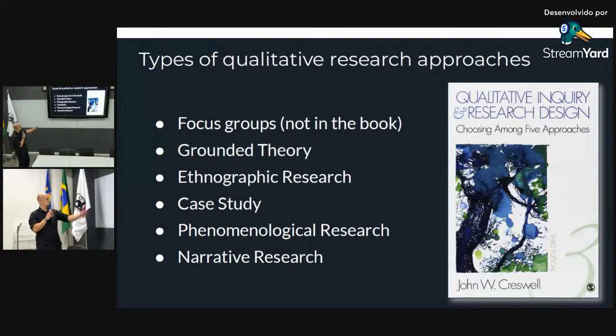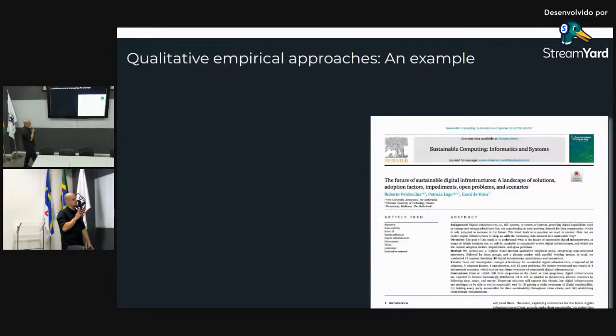Then case studies are also something at the border between quantitative and qualitative research, and then the weird stuff like phenomenological research or narrative research, which I think is extremely seldom used in software engineering, if at all. I mean, a bit. And narrative research, I don't think I've ever seen something like that.